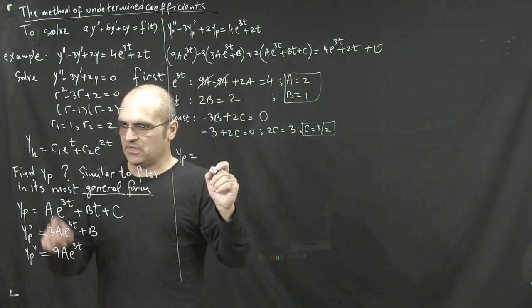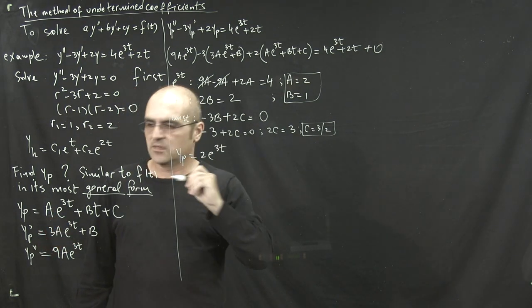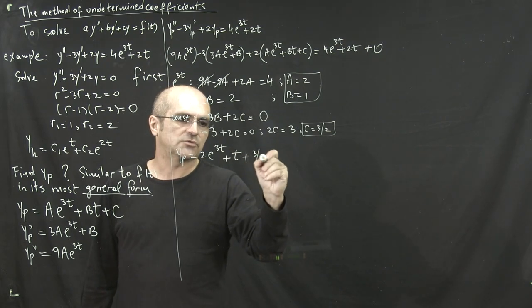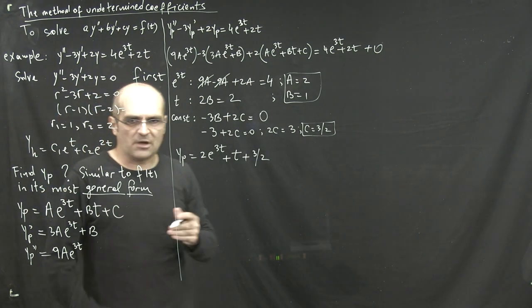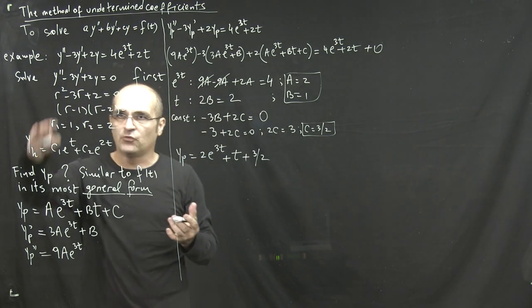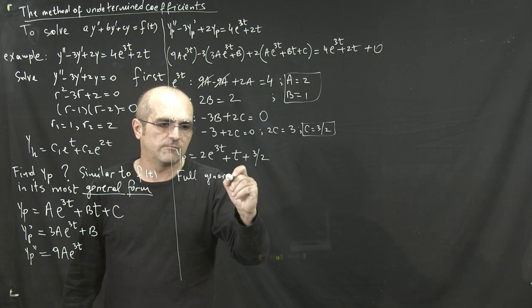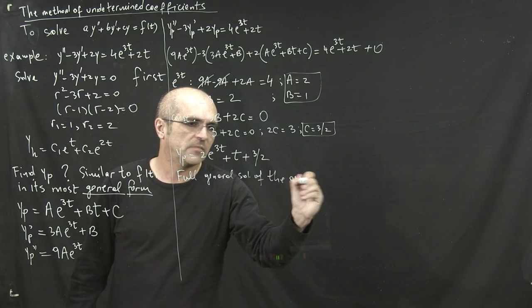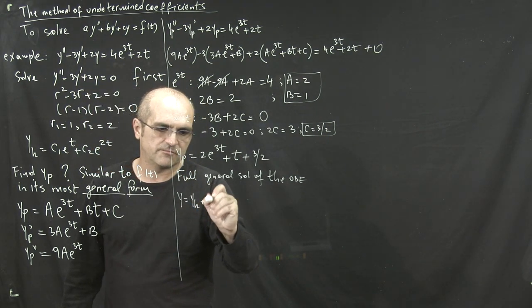So y_p would be a e^(3t), which is 2e^(3t), plus b times t, which is just t, plus c, which is 3 over 2. So that's the particular solution. Now remember, that's just half of the solution. So the full general solution of the ODE that we started with is the homogeneous part plus the particular solution that we just determined.